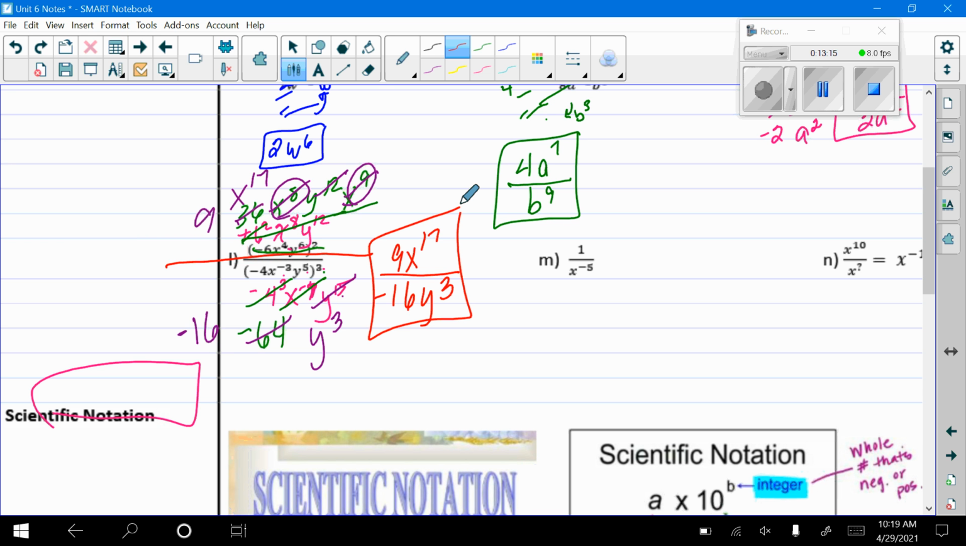That was a lot, and I know that. Part of that's tenacity, part of that's just grit. Stick with it. The next one, quick and easy. It's negative on the bottom, bring it to the top. So it's x to the 5th.